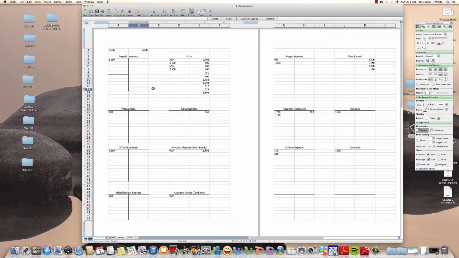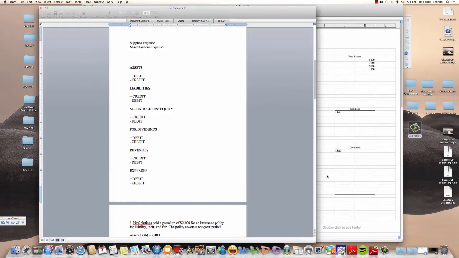Now, one thing I want to mention to you is that we have something called a normal balance. For accounts, whichever side of the account increases it, we say that that is the normal balance of the account. Okay, what do I mean? Let's go back to our Word document.